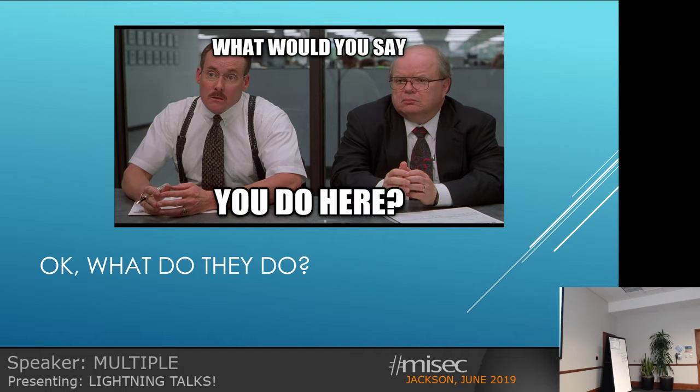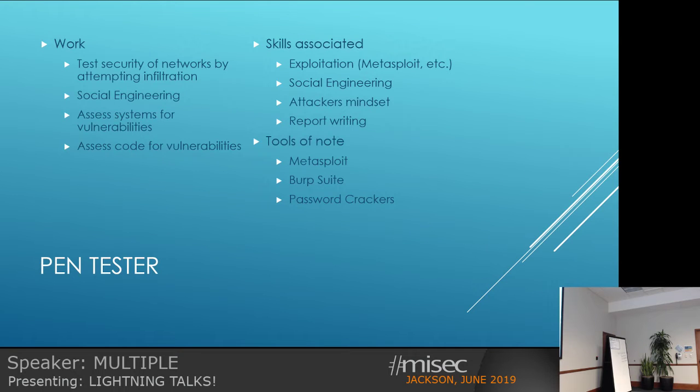So what do these jobs actually do? What is involved with each job? So first, let's go through pen testers. High level description: test security of networks by attempting infiltration. Might do social engineering. Might help with assessing systems for vulnerabilities, which is not the same thing as attempting to infiltrate a network. Those are different scope things. One is you're actually trying to see if the vulnerabilities will let you get in. The other one is just, are there vulnerabilities here at all?